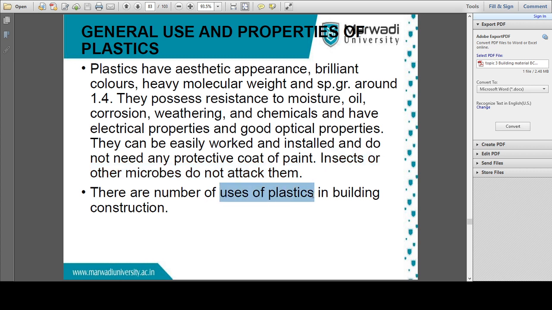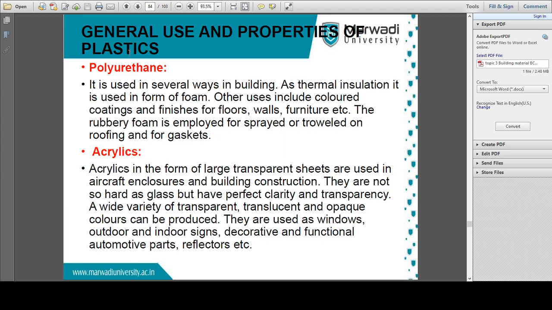So we have a number of plastics which we use in building construction. These are the names of the general plastics: polyurethane, then acrylics. You frequently hear the word acrylics. Acrylic plates and acrylic utensils are also available because of their transparent nature. Sometimes you can also provide opaque ones. Based on the manufacturing process, you can have either a transparent or an opaque one.